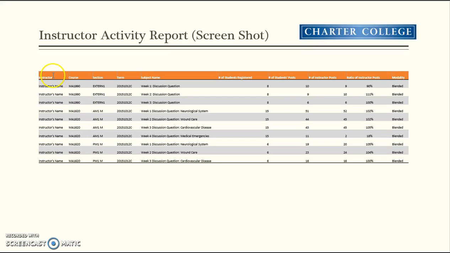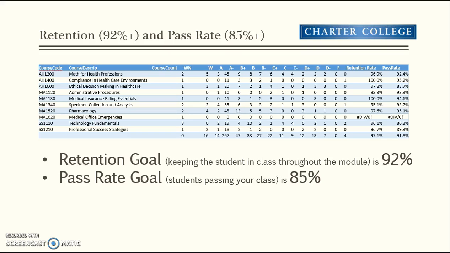It has the instructor's name, the course, the section, the term, the subject name, number of students registered, number of student posts, number of instructor posts, the ratio of the instructor post, and the modality of the class. Here's what the retention and pass rate report looks like.